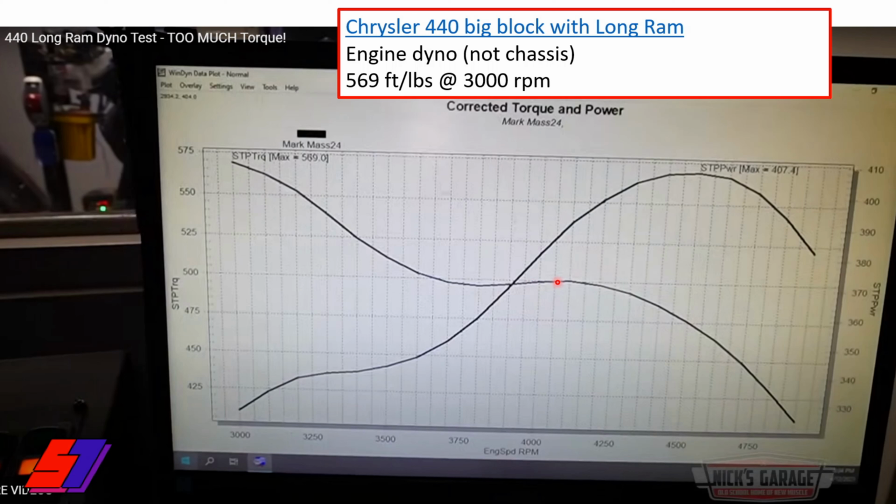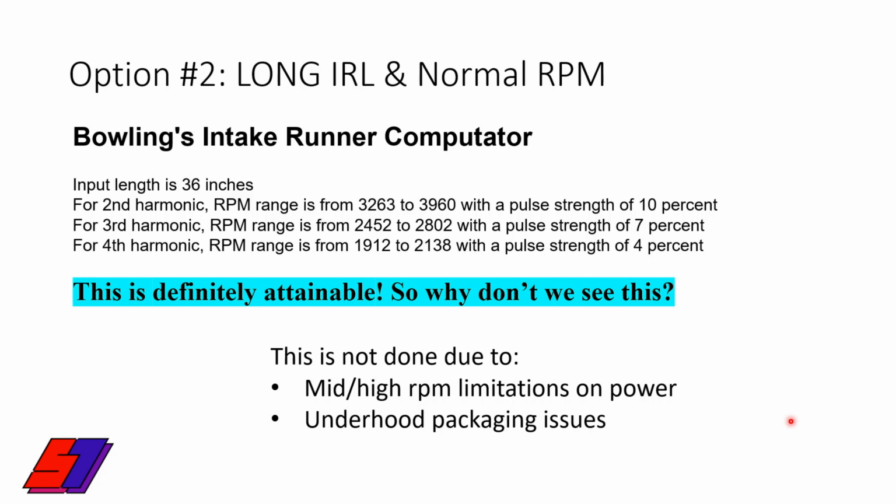It comes back up. And then the trend that you're going to see with these long intake runners is power drops off dramatically after you hit that peak. And that has to do with you just can't move a high volume of air through really long intake runner tubes. It chokes it down quite a bit. So to answer the question, why don't we see this? Is because really you're peaked. You're kind of handicapped. You get up to mid RPMs, and that's really about all you can do.